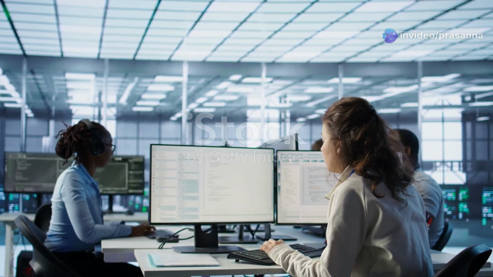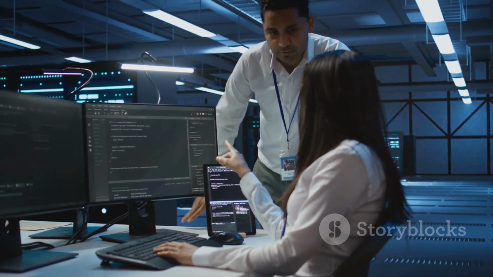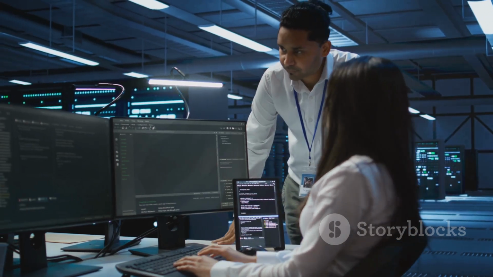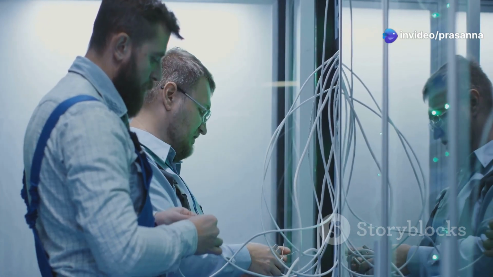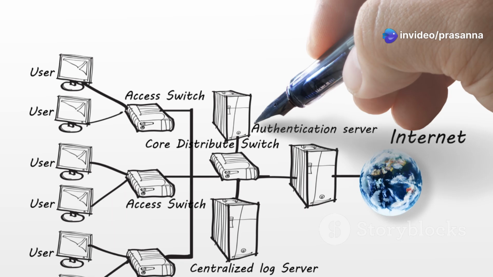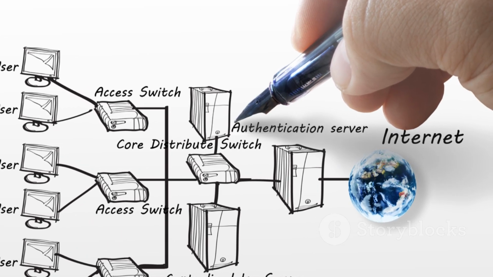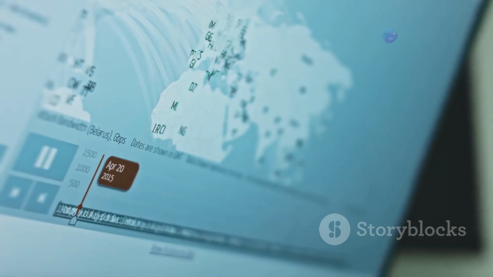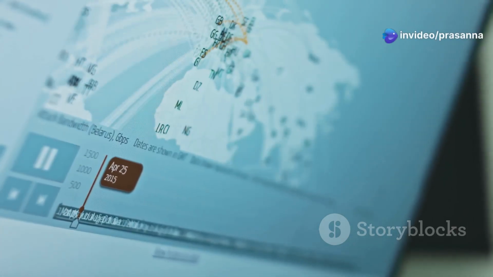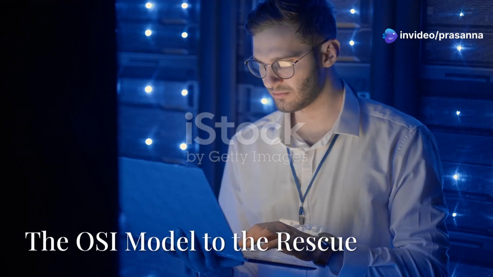So why is the OSI model so important? Well, for starters, it provides a common language for network professionals to communicate and collaborate. It also makes it easy to develop, implement, and troubleshoot network technologies. By breaking down complex network communication into manageable layers, the OSI model simplifies network design and management. This ensures interoperability between different network devices and protocols, allowing for seamless communication across the globe.